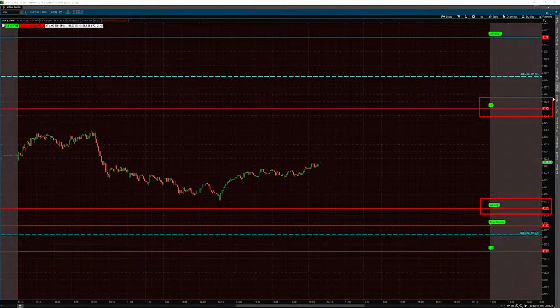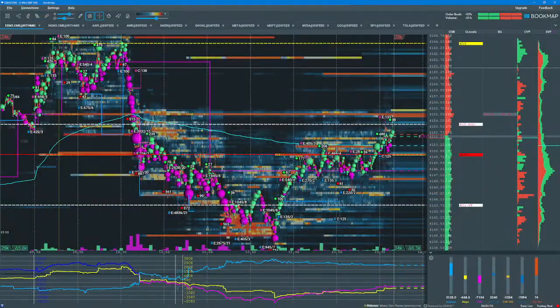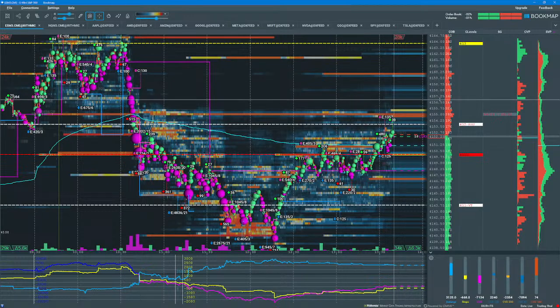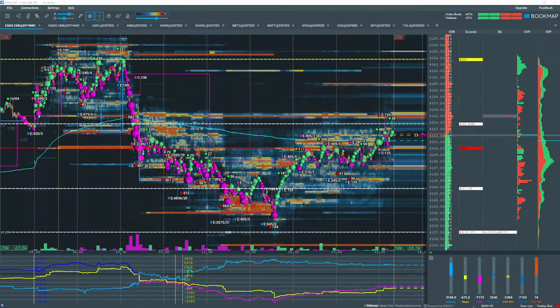All right, let's take a look at Bookmap now, and we'll see the same levels. And actually, in this range today, the only SPX level that's in range now is the 4115 volatility trigger. That's the SPX 4115 volatility trigger.